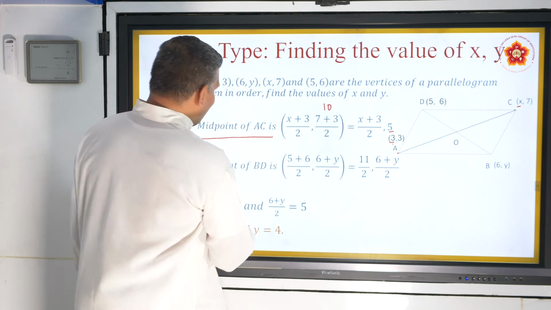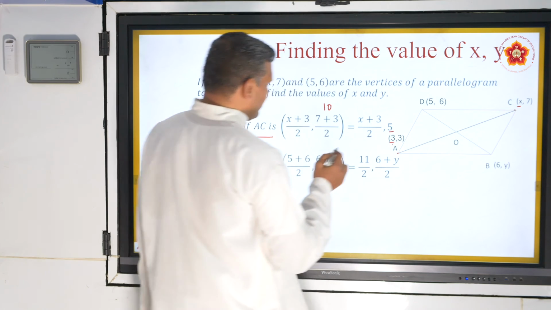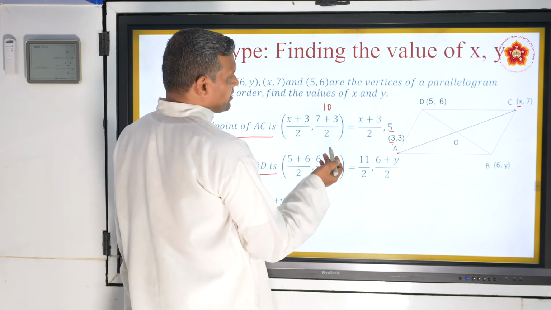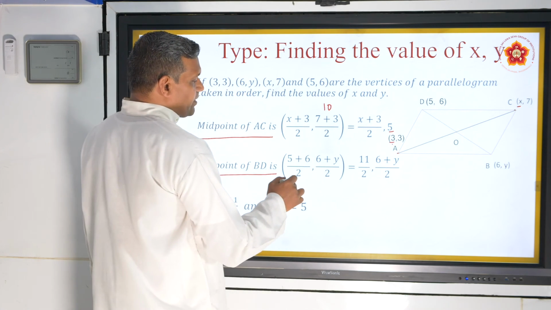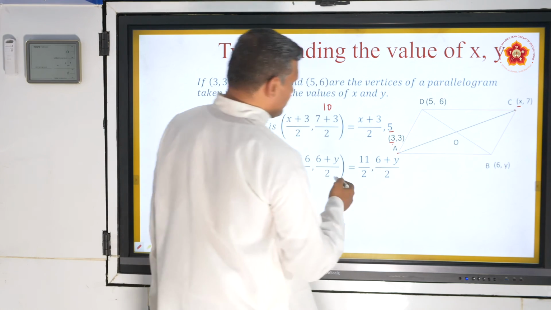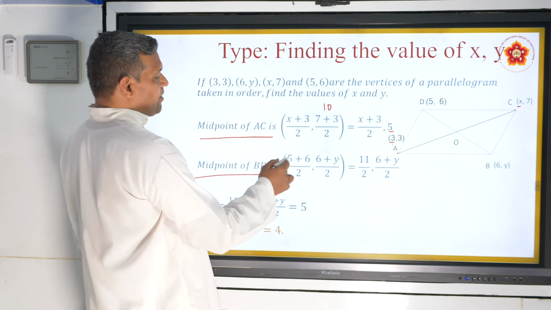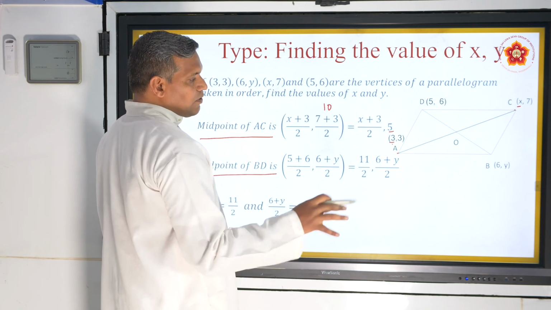Then go to the other point, midpoint of BD. Now you take the BD midpoint and what? 5 plus 6 or 6 plus 5, anything is okay in this case. So 5 plus 6 by 2, and then 6 plus y by 2. Midpoint of that. What is 5 plus 6 equal to? 11 by 2. Here 6 plus y by 2. Finish. Now what should I do?